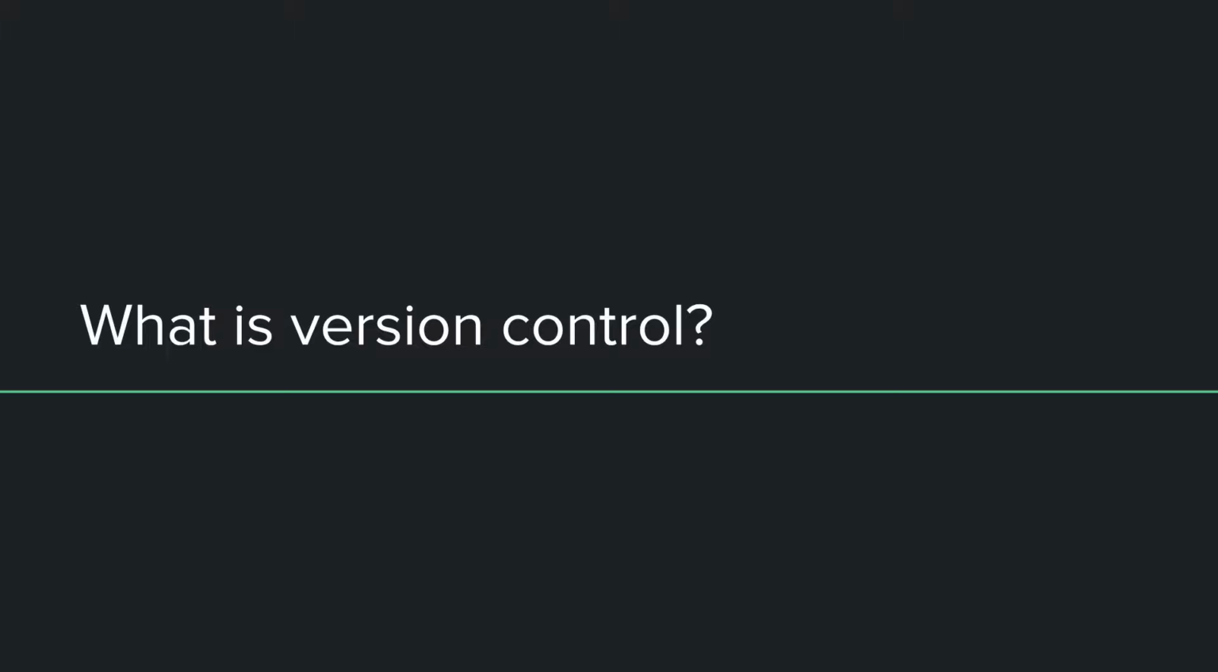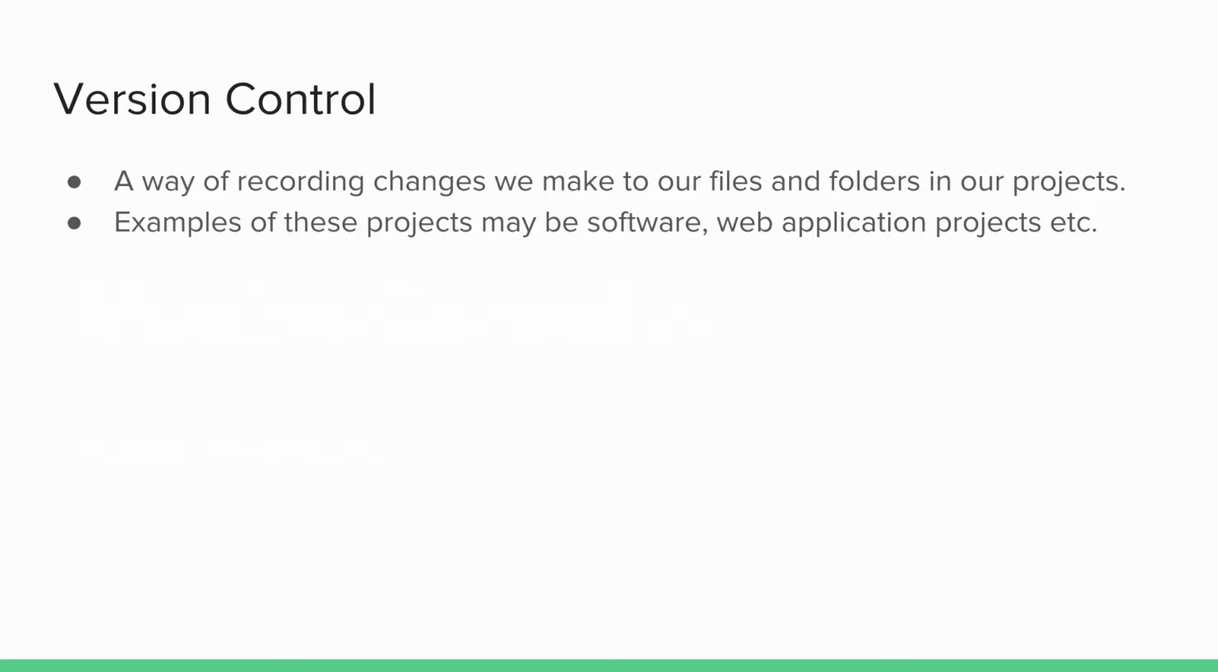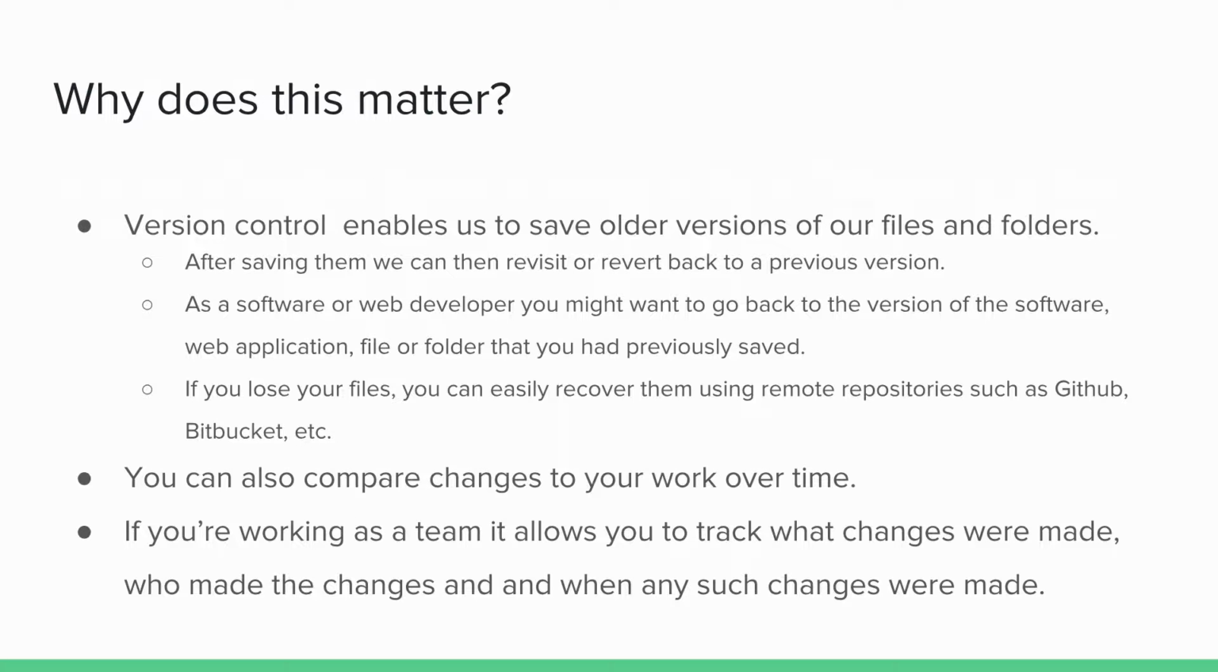Now, what is this thing called version control? Version control is a way of recording changes to our files and folders. These files and folders will be found in our projects. These projects can be software, web application development projects, or any kind of files that we might be using to write our programs. Why exactly does this matter?